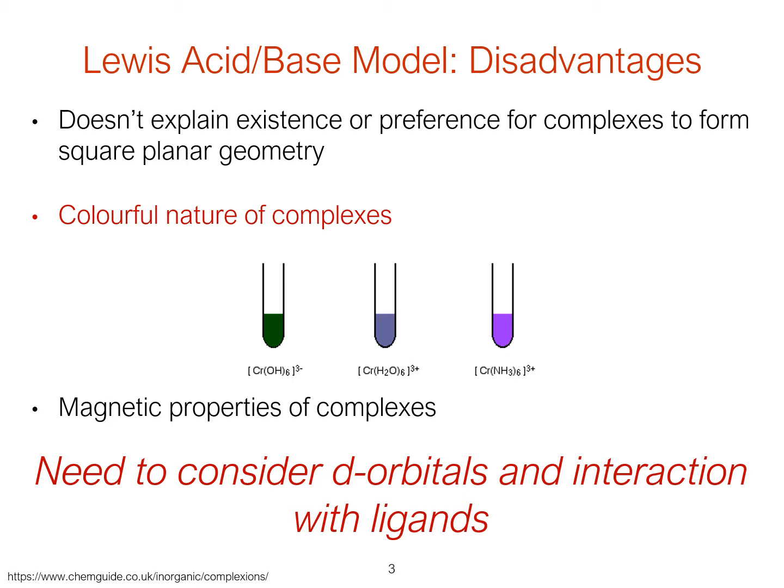Also, some of the geometries change. Octahedral, as I said in the last video, or 2 videos ago, is the most common geometry for the first row transition metals. But sometimes the octahedron can even be distorted. And this, again, can't be explained with the Lewis acid base model. We need to use crystal field theory. One of the other things it can't do is explain the colourful nature of complexes. It's one of the biggest things about these inorganic complexes, their colours.